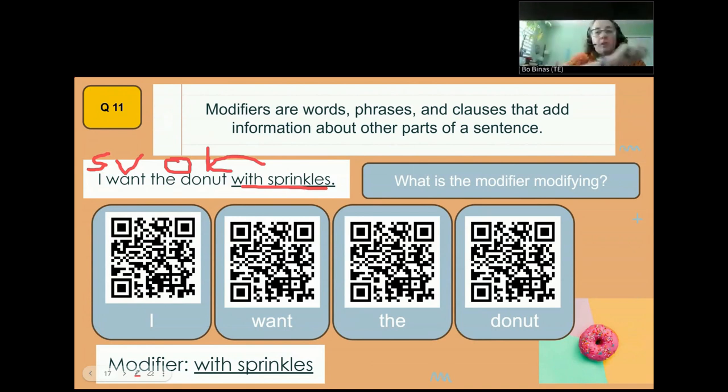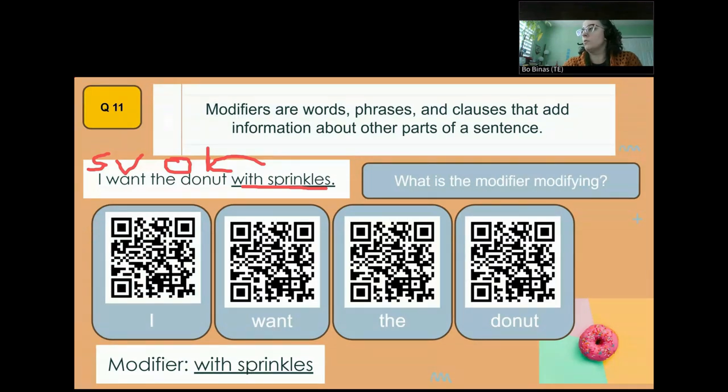Okay? Remember how we moved the blue around to different parts of the sentence and it modified those different parts of the sentence? With sprinkles is right next to donut. So it's going to modify donut. So now the donut has sprinkles. Okay? We're not adding sprinkles to the verb because the verb is almost as far away as you can possibly get from the modifier. The modifier will modify whatever it's closest to. Okay? Thumbs up, thumbs down. Make sense? Yes. Okay. Awesome. All right.